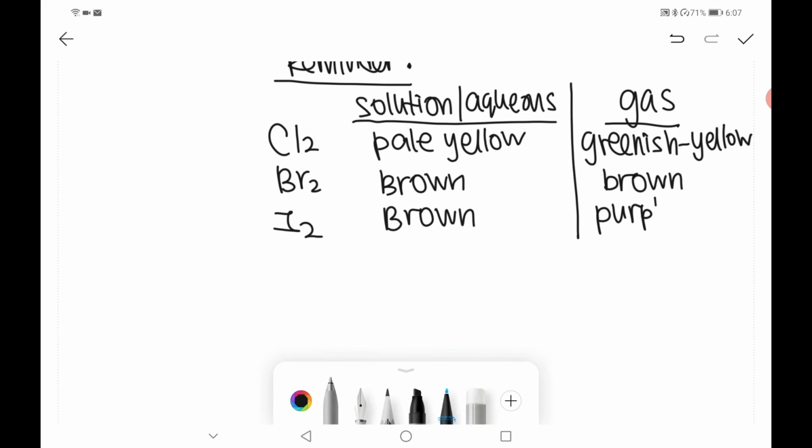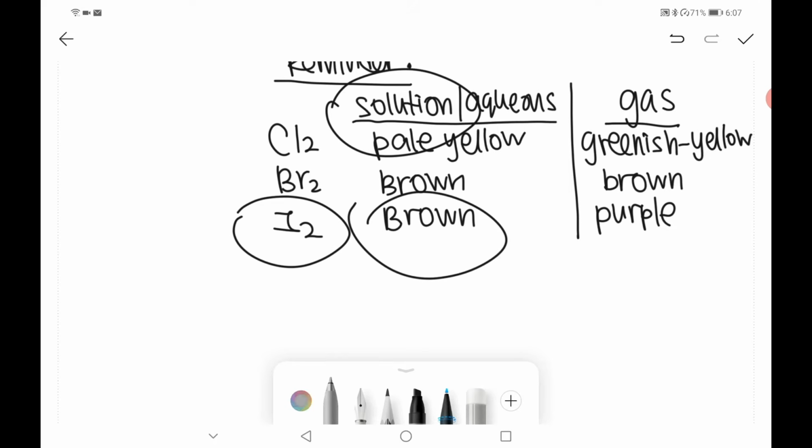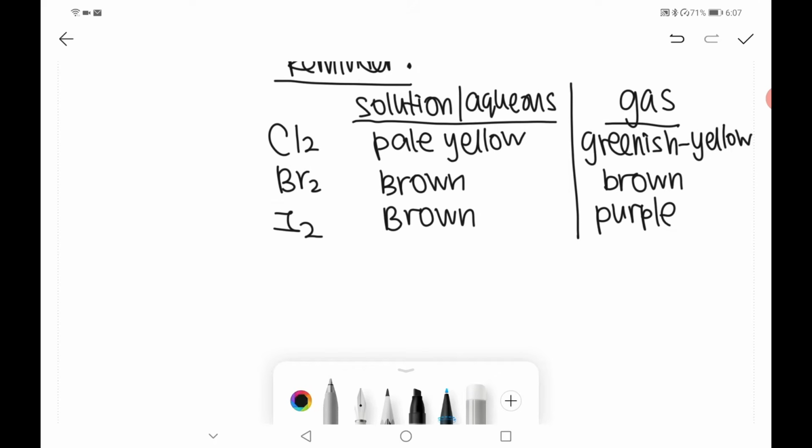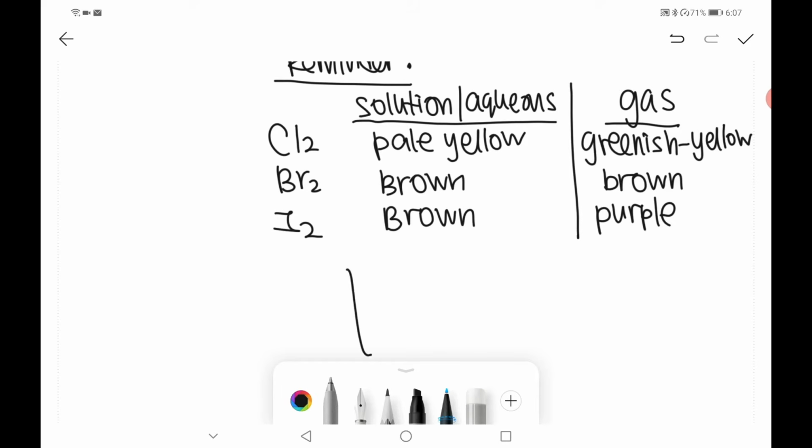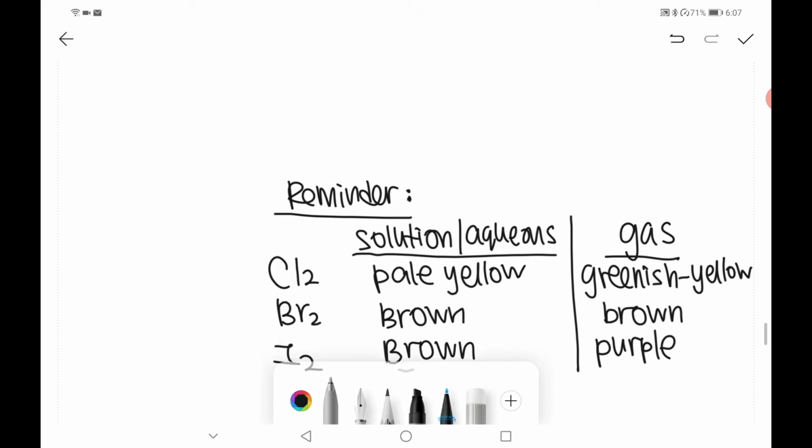So you have to be very careful. Iodine in the solution form is brown. Iodine in the gas form is purple. All these colors are very important. If you're having a hard time to memorize, take a piece of paper and copy a few times. That will help you a lot in memorizing.